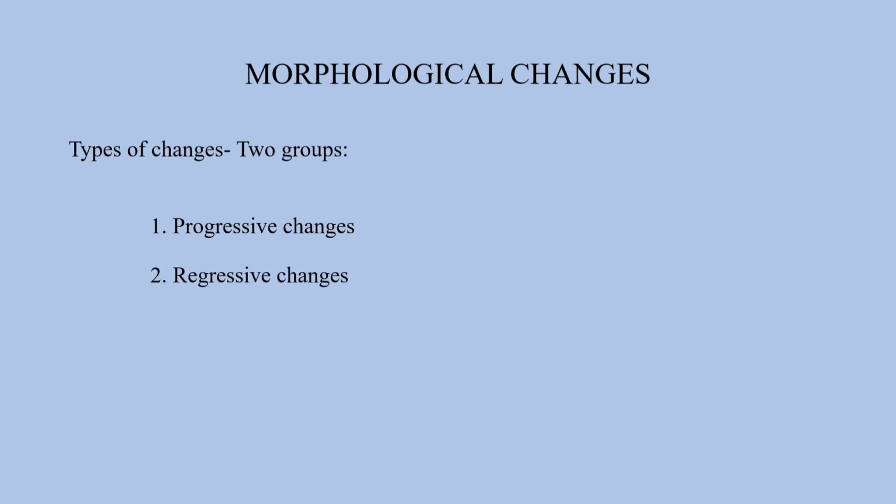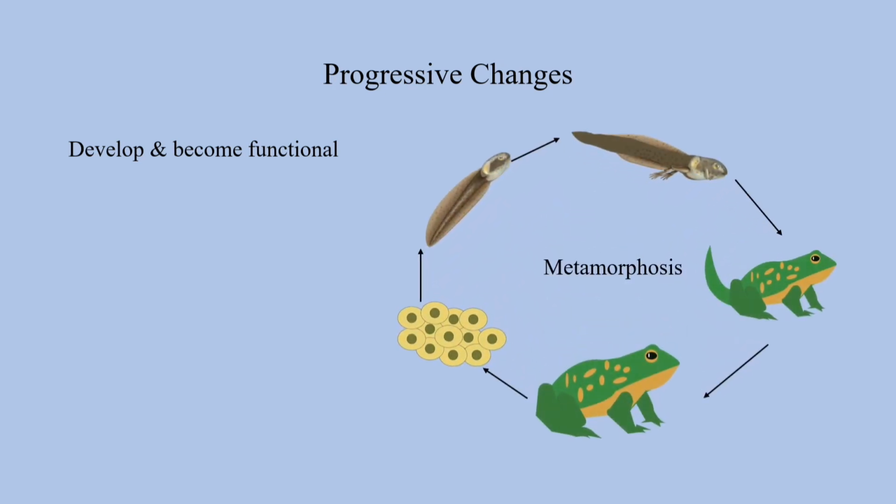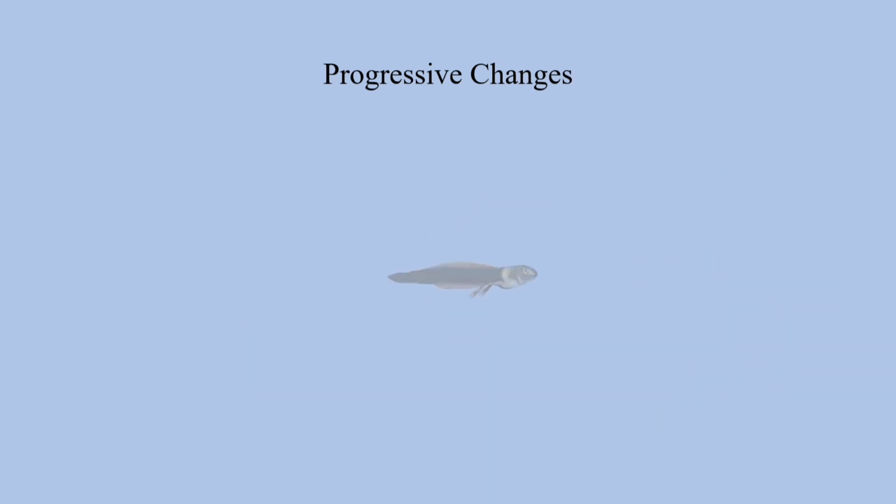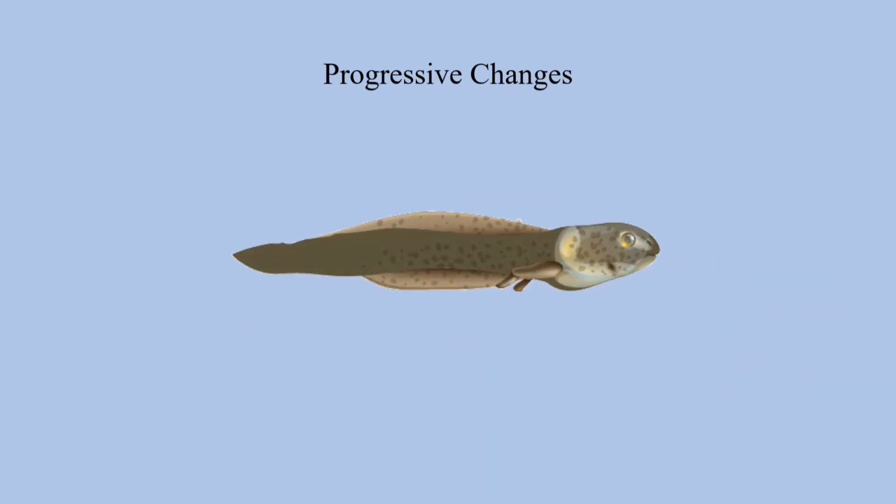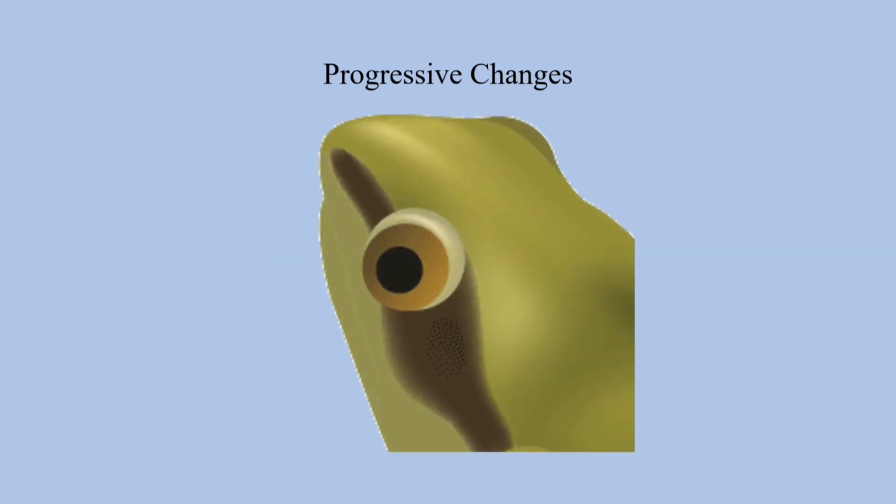Morphological changes. Based on the type of changes that take place on the tadpole, they are grouped into two categories. They are progressive changes and regressive changes. Progressive changes. Certain structures develop and become functional only during metamorphosis. These changes are called progressive changes. The limbs develop progressively and undergo differentiation. The middle ear develops. The tympanic membrane and the tympanic cartilage also develop.